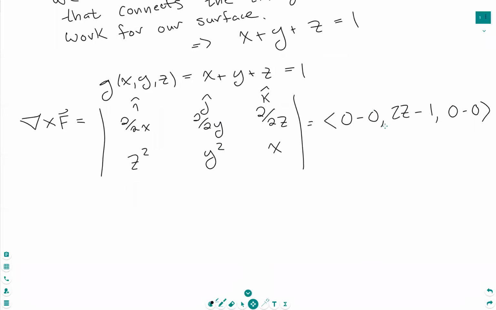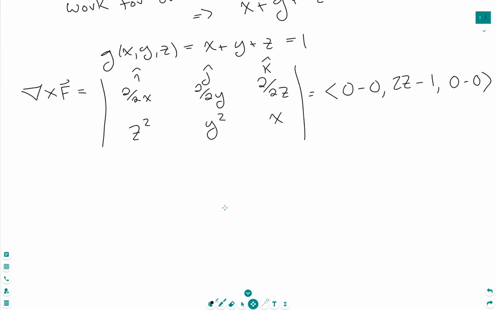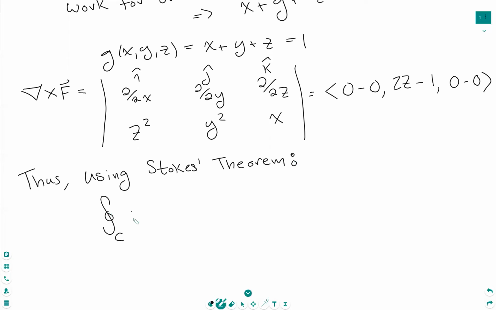So we get actually a pretty clean vector that we need to be working with. So using Stokes' theorem, the line integral that we were asked to calculate can instead be written as the surface integral over S of the vector 0, 2z minus 1, 0 dot dS.